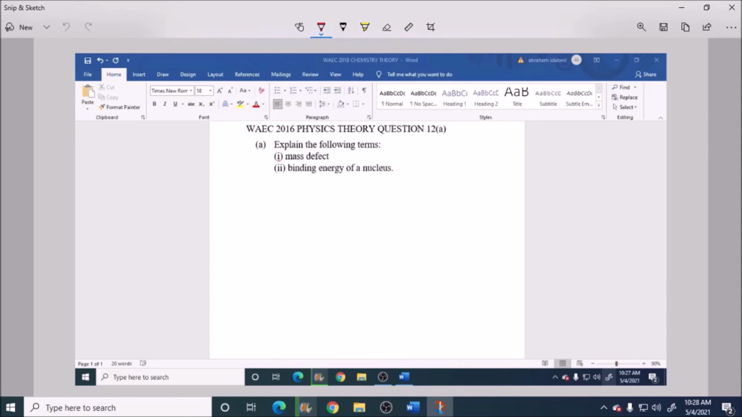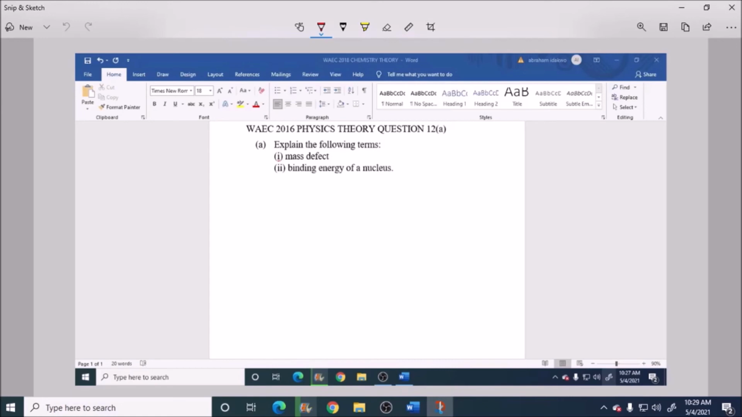Now, going to the second part of the question, it says explain the term binding energy of a nucleus. Now, binding energy is the work done or energy needed to separate the nucleons in a nucleus. It is measured in electron volts or joules. Okay, now let's put a few notes down concerning what has been explained.